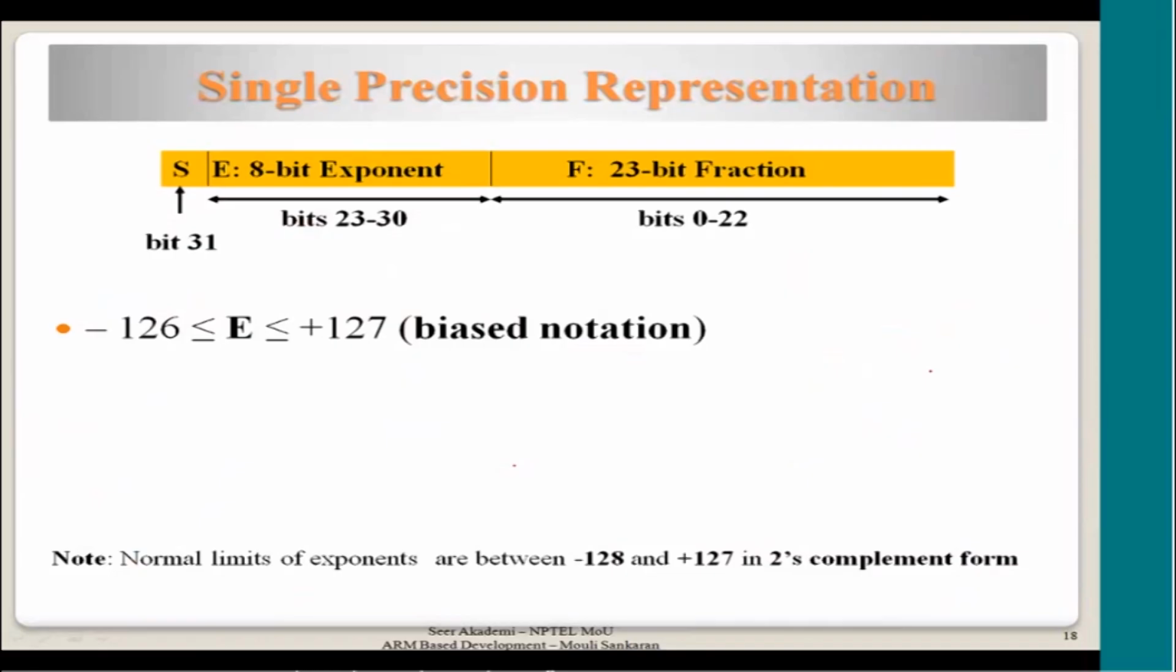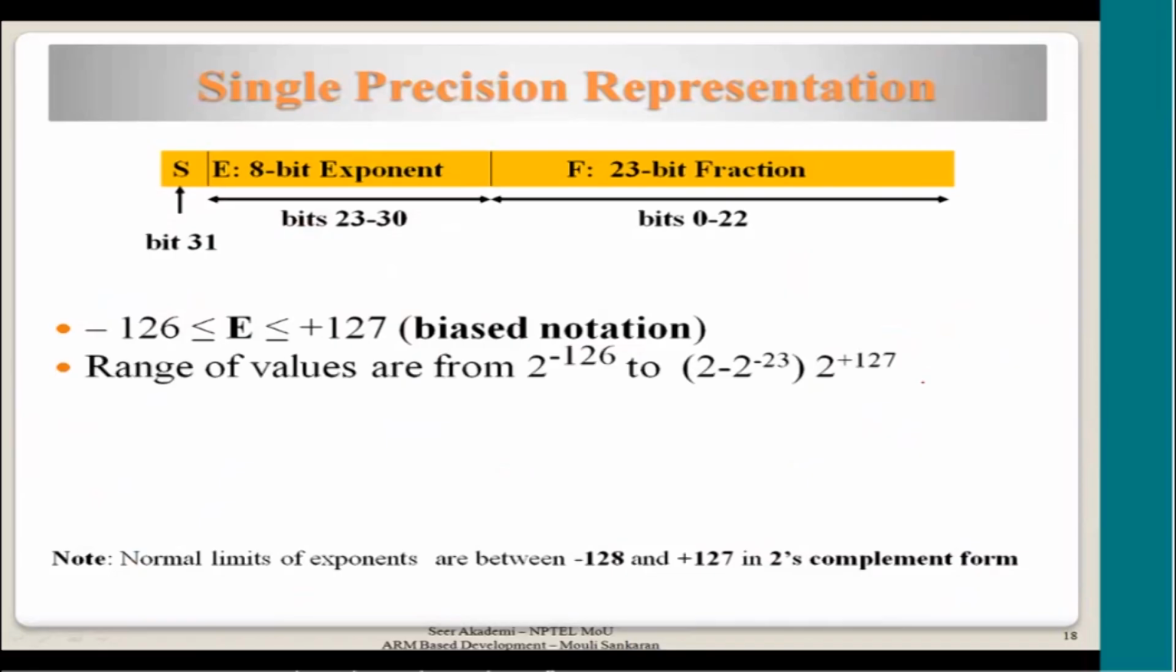Sorry for taking more time here. Let us go forward. Now, what are the ranges of values represented here? One more thing I need to explain here.